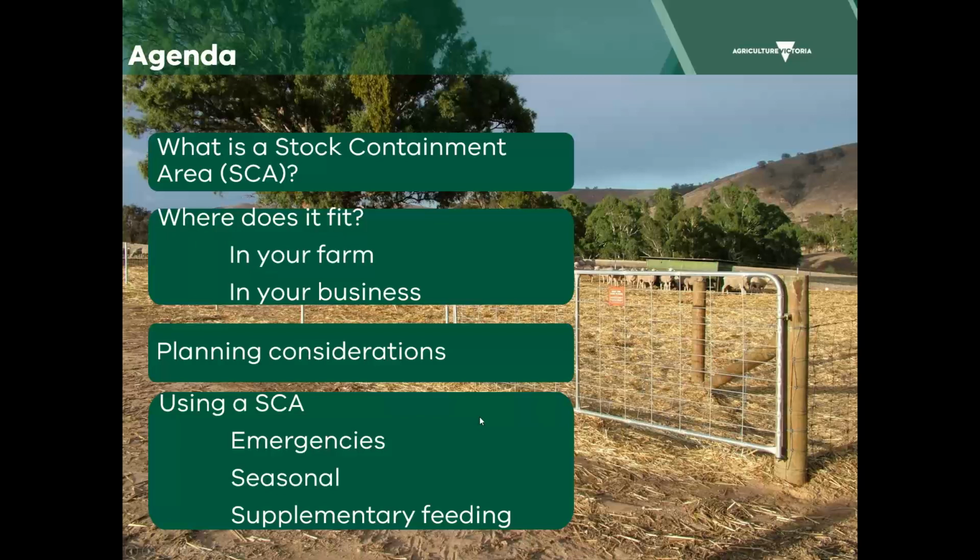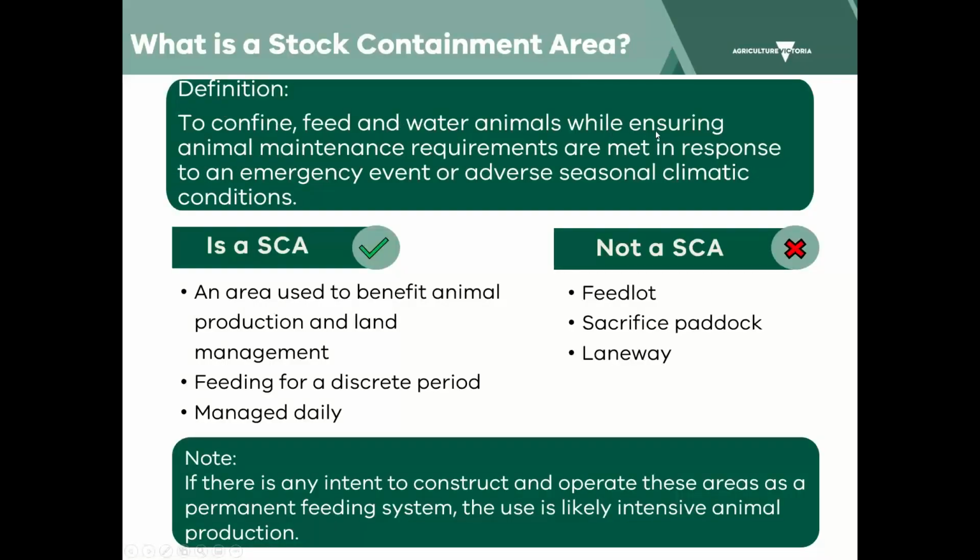So in Victoria, we define a stock containment area as somewhere to confine, feed and water animals while ensuring that animal maintenance requirements are met in response to an emergency event or other adverse seasonal climatic conditions. So it's definitely not a feedlot or a sacrifice paddock or a laneway, but it's an area that you can use to benefit animal production or land management to prevent pasture loss and other things. It is designed for a discrete period. If there is the intent for you to use it long term, to finish animals, to buy in animals and finish them, you are probably looking at a feedlot over a stock containment area. So just take that into consideration.